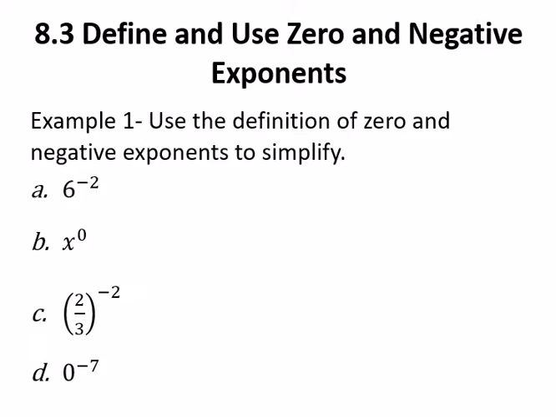Use the definition of zero and negative exponents to simplify. As I said before, with 6 to the negative 2nd power, what that negative exponent does is allow me to move across this fraction bar from the numerator into the denominator, and I just take the negative part of the exponent out. So that is 1 over 6 squared. And I want you to go ahead and pause the video and see if you can complete any of the other examples.